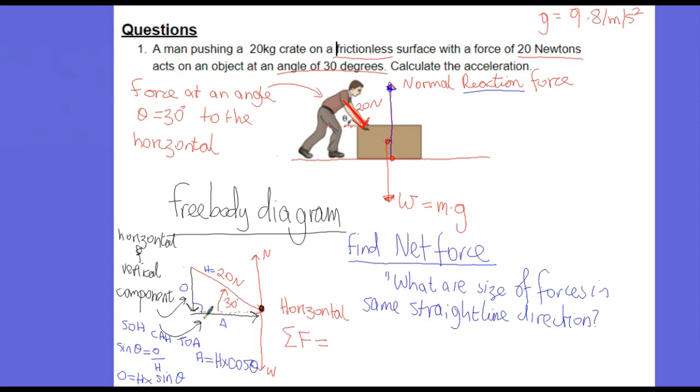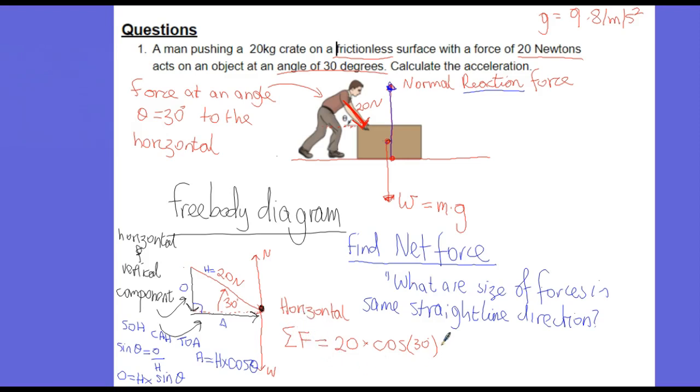Now, let's use trigonometry to work out the size. The horizontal is 20 newtons, the angle is 30, so the adjacent side is found by taking the actual size of the force, the 20, multiplied by cos of angle 30 degrees. Like so. And that gives you the size of the net force. That is the net force.